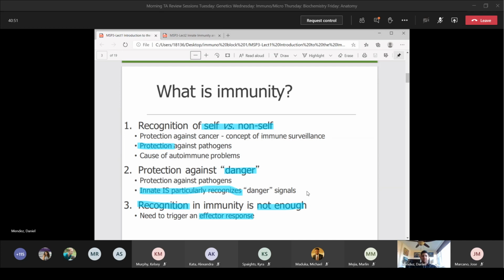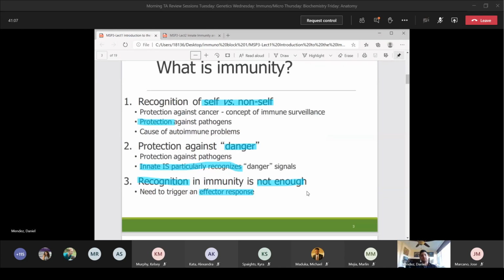It's also supposed to protect from danger, and recognition in immunity is not enough. We actually need to trigger a response. So you're going to see that we're going to get into it a lot more, and you started to get into it yesterday, how we actually initiate that response and what receptors we need and what cells are involved.